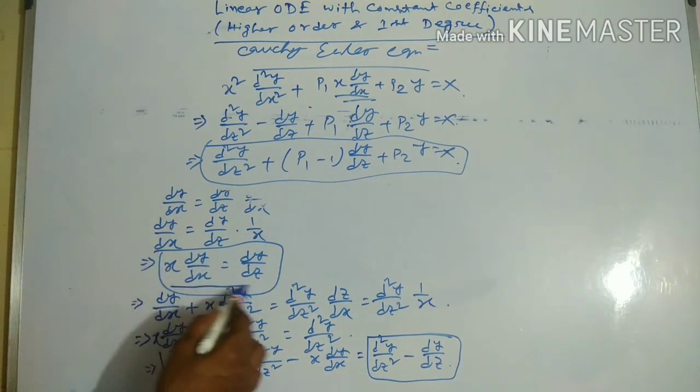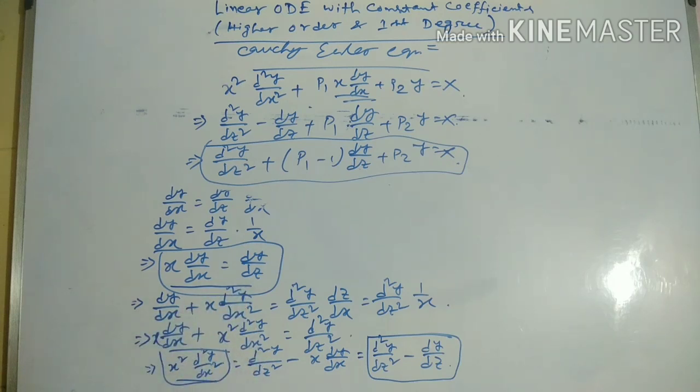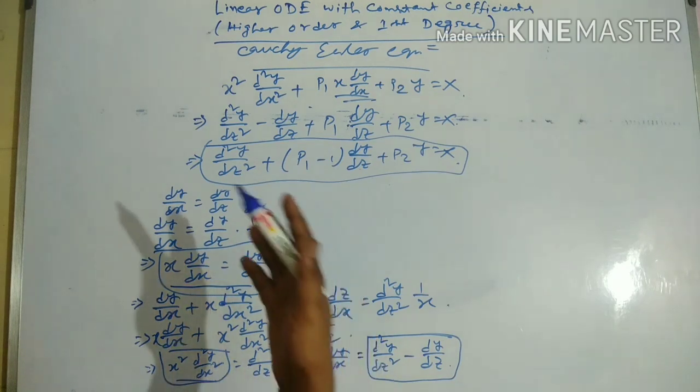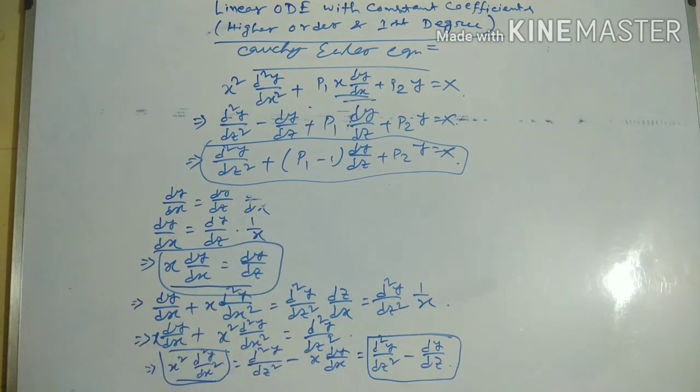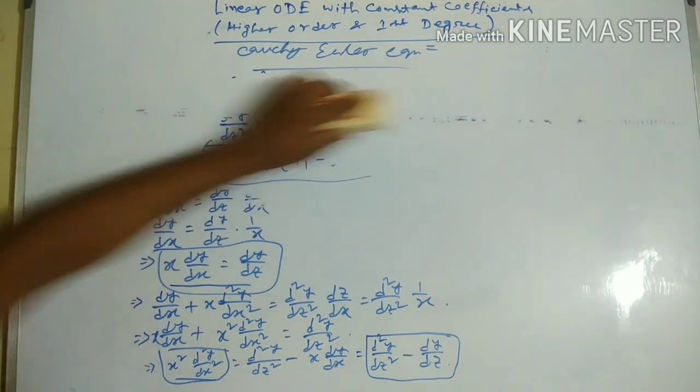The value of x dy/dx and the value of x² d²y/dx² will be the same for all sums, because this is not dependent on the given equation. This is dependent on the substitution x equal to e to the power z. Since this will not change, the values will be the same for all equations. So these values are fixed, though you have to show this conversion procedure when you do it in your examination.